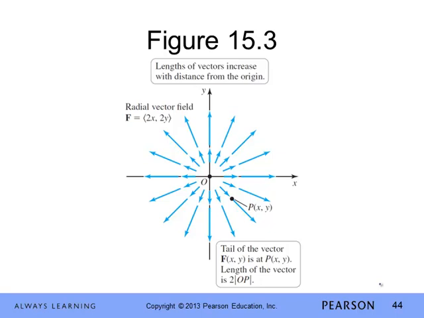And of course, the further that you go away from the origin, the higher the magnitude that your vector is going to be. So there's an example of a radial vector field where all the vectors are pointing directly away from the origin. What is the magnitude of this vector field? Well, square root of 4x squared plus 4y squared.